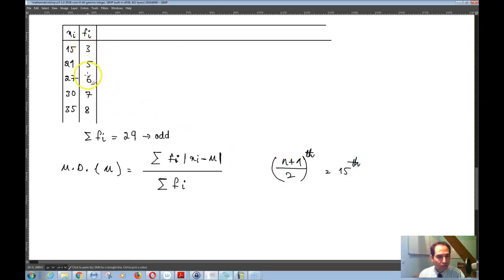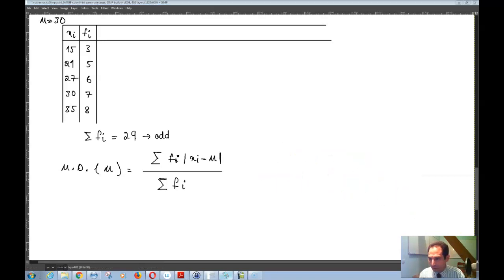So now the 15th observation is basically 8. 8 plus 6 is equal to 14, and the 15th observation comes right in the beginning of these 30. So that's your number, 30. So that means that your median is actually equal to 30 because it's the 15th observation. This is 8, 8 plus 6 plus 1 is equal to 15. The 15th observation is a 30.